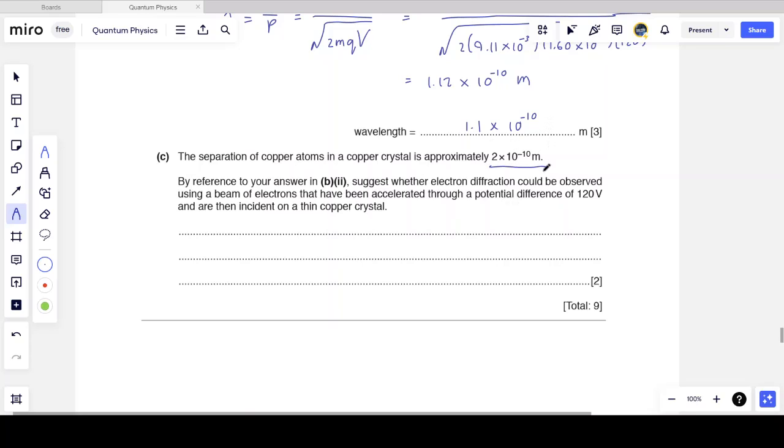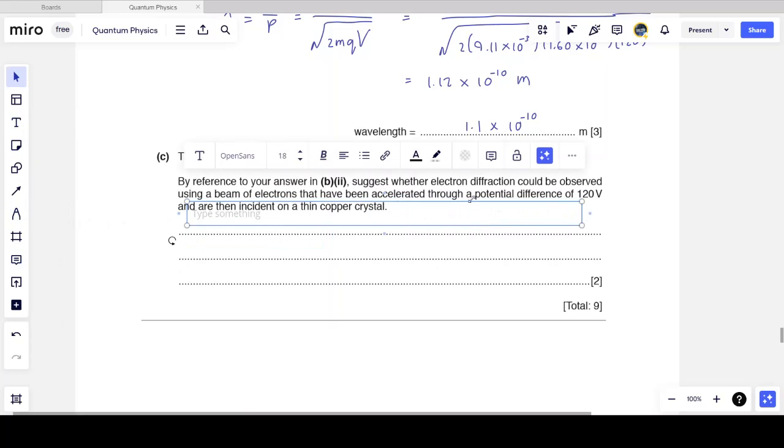Now what I can see is that 2 times 10 to the minus 10 meters is on the same order of magnitude as the wavelength of the electrons when they are accelerated through 120 volts. They're not the same value, but they do have the same order of magnitude, 10 to the power minus 10. And so what do we know? If waves have roughly the same wavelength as the gap through which they are moving, they will diffract. And so electrons will diffract.